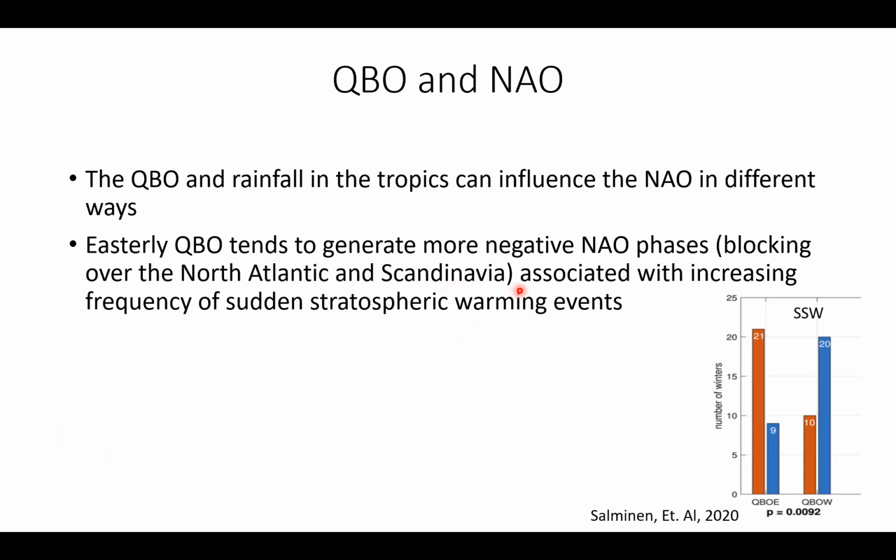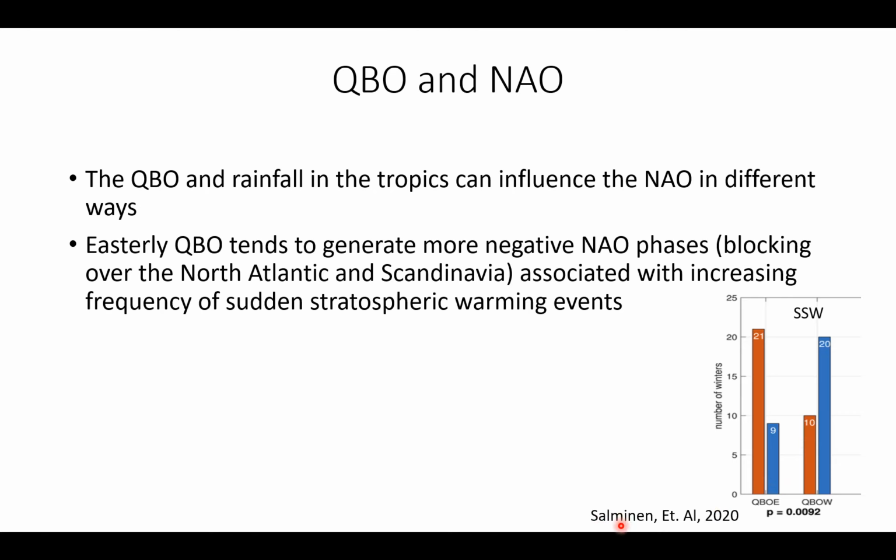The easterly phase of the QBO, more negative NAO phases, blocking over the North Atlantic and Scandinavia. And that's generally associated with increasing frequency of sudden stratospheric warming events. Easterly QBO phase, more negative NAO phases, high latitude blocking over North Atlantic and Scandinavia, increasing frequency of sudden stratospheric warming events. I had to repeat it, it's important. Look at the graphic here in the bottom right.